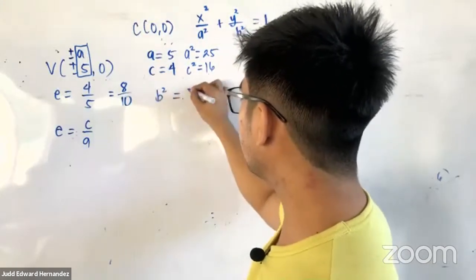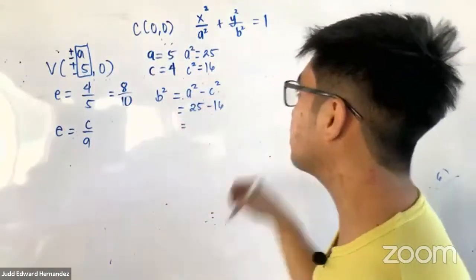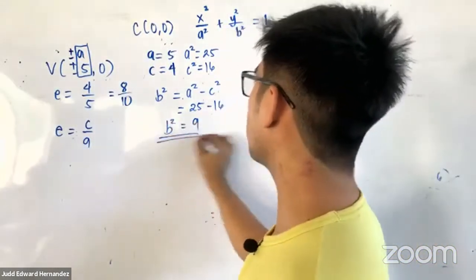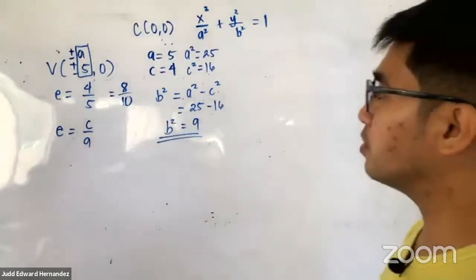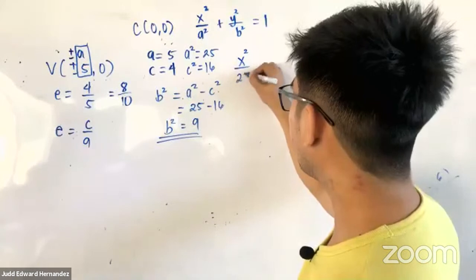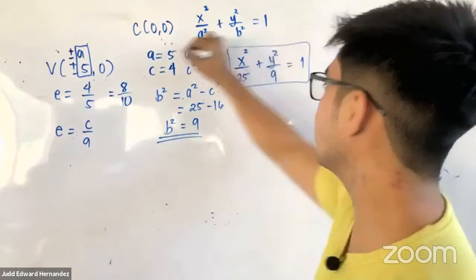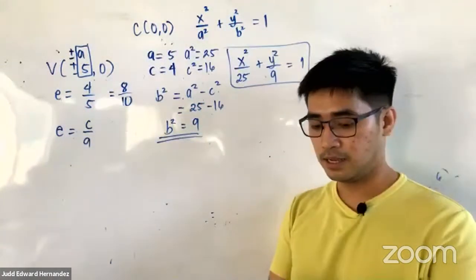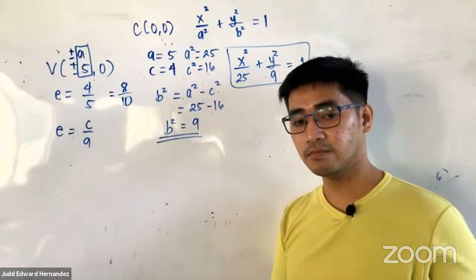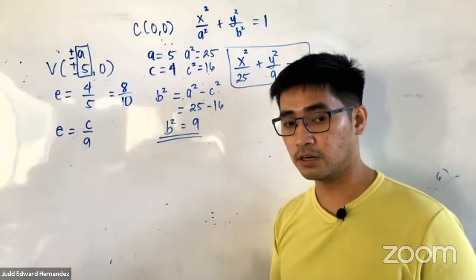our b squared is equal to a squared minus c squared. A squared is 25 minus 16. What is 25 minus 16? 9. This is now our b squared. Substituting this into our equation, we'll have x squared over 25 plus y squared over 9 is equal to 1. And this is now the equation of the ellipse, having vertices located at plus, minus 5, 0, and the eccentricity is c over a, which is 4 over 5.